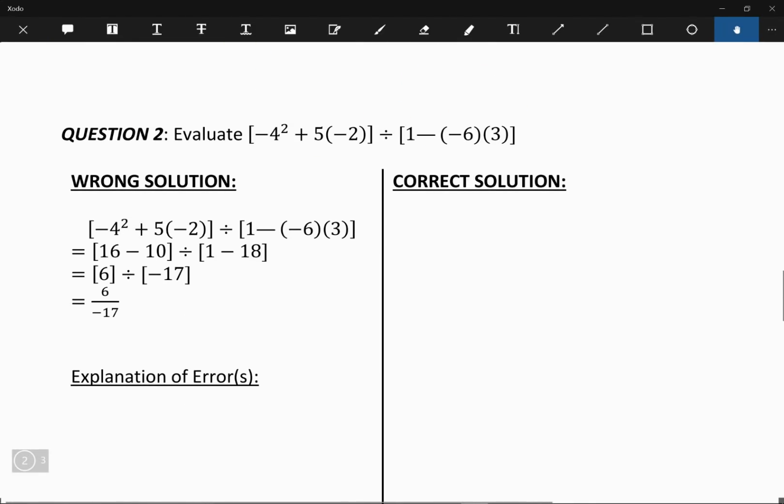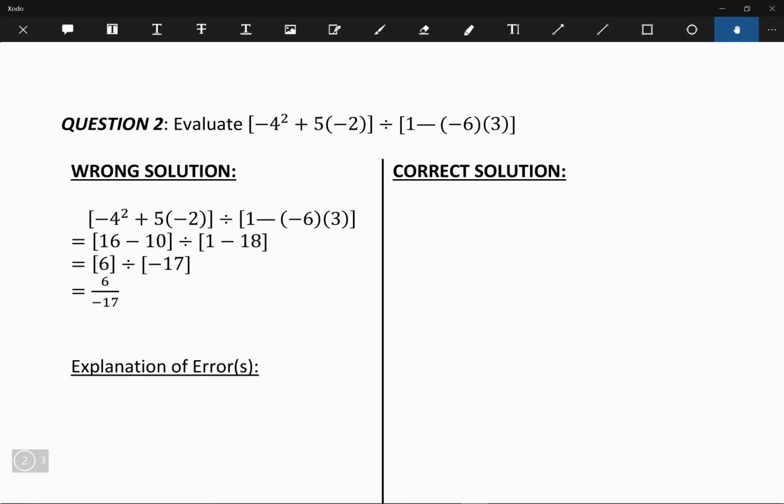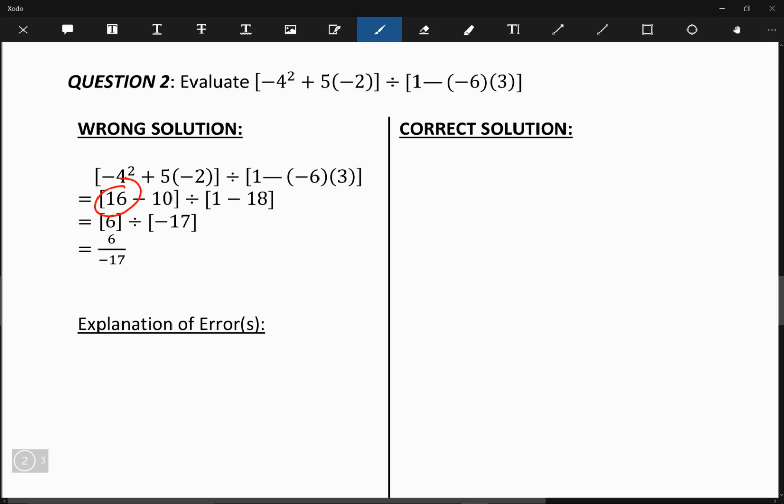Again, pause the video, have a look at this wrong solution, and see where they went wrong. Okay, now that you had a chance to look at the solution, let's look at what they did wrong. So the first thing is the 16. Okay, so what is negative 4 squared? Well, when you look at negative 4 squared, you have to only square the 4. Okay, not negative 4. And the reason why is because there are no brackets.